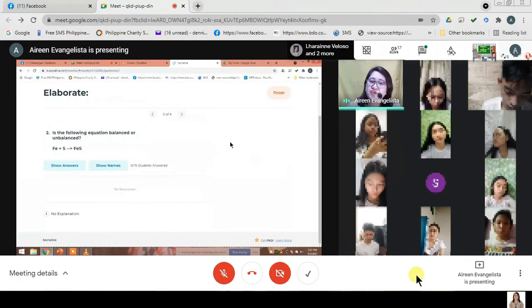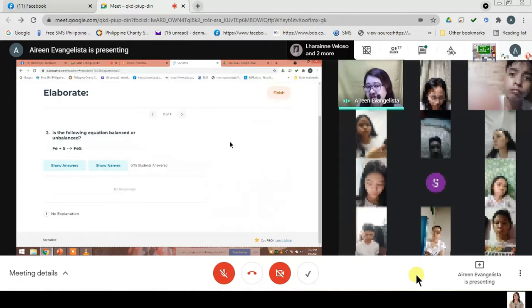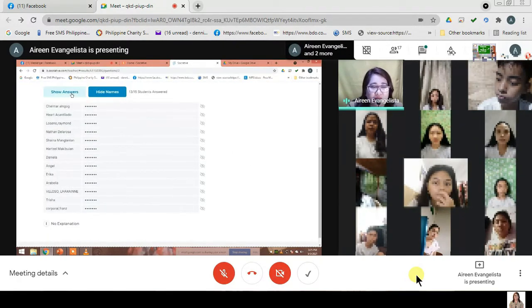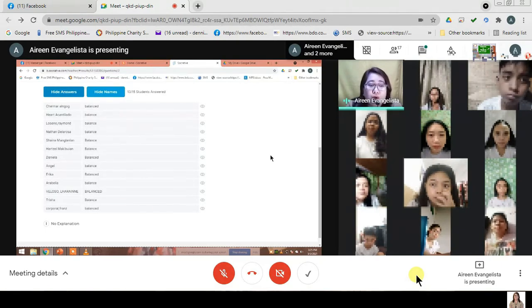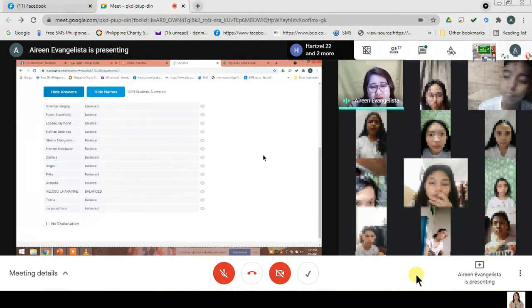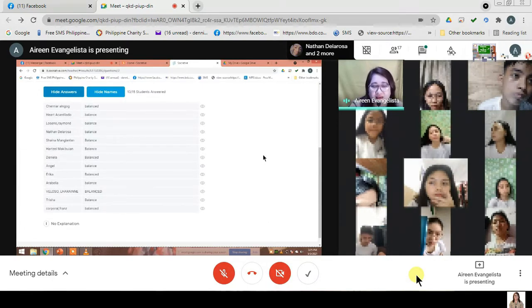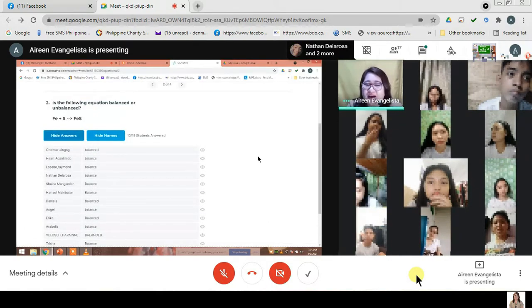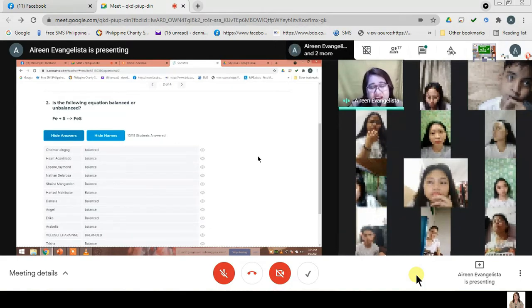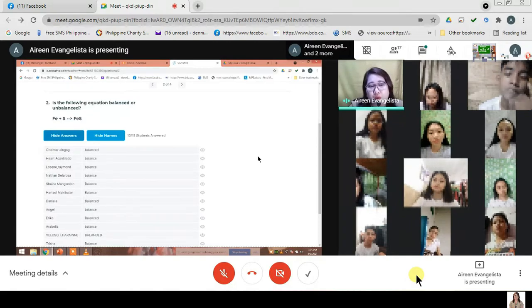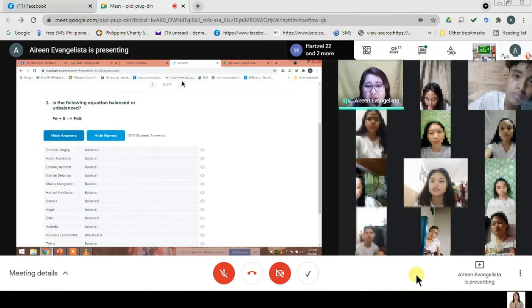Is the following equation balanced or unbalanced? Fe plus S yields FeS. 13 students, let's show the answers. Oh, very good. All of you typed the word balanced. You are all correct. The correct answer here is balanced. Fe plus S is FeS. That is balanced. They all have 1 as a coefficient, 1, 1, 1. Okay, let's have number three.